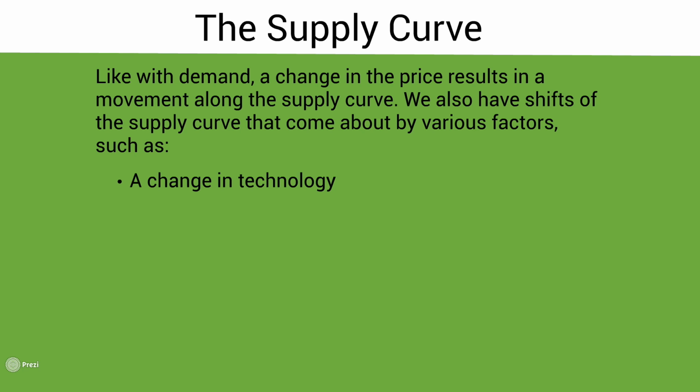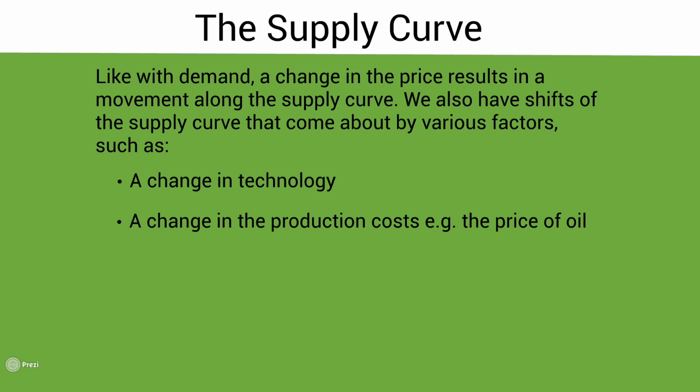Another factor that would cause a shift in supply is a change in the production cost. The best example of a production cost change would be a change in the price of oil. Oil is in composite demand, meaning that it is demanded for many different uses. An increase in the price of oil would make production for firms more expensive.